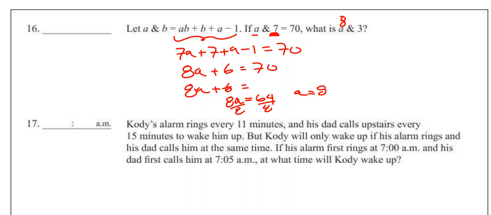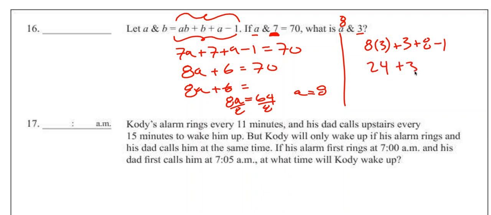But we're not done yet, because we know that a is 8. So now I need to plug this in to my original expression right here. So I know that I have 8 times 3, because b is now 3, plus 3 plus 8 minus 1. So we have 24 plus 3 plus 8 minus 1. 8 minus 1 is 7. 7 plus 3 is 10. So we have 24 plus 10, which is 34.